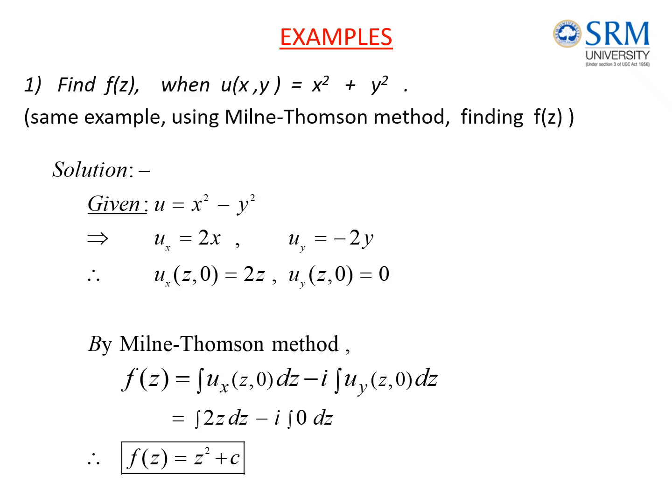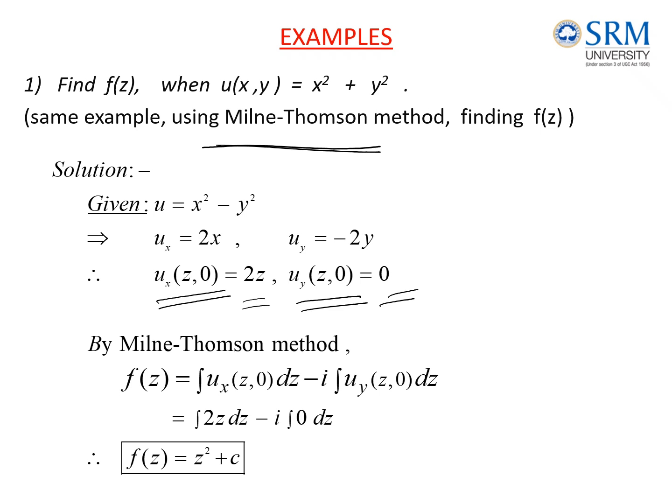The same example I'm taking here, and then I'm going to apply the Milne Thomson method. So first I find ux and uy. Then I need to find ux at the point z comma 0, and uy at the point z comma 0. So substitute x as z, y as 0. So this will become 2z, and here if I substitute y as 0, it will become 0. Then by the Milne Thomson method, f of z equals the integration of ux at the point z comma 0 dz, and there is a minus sign, i times the integration of uy at the point z comma 0 dz.